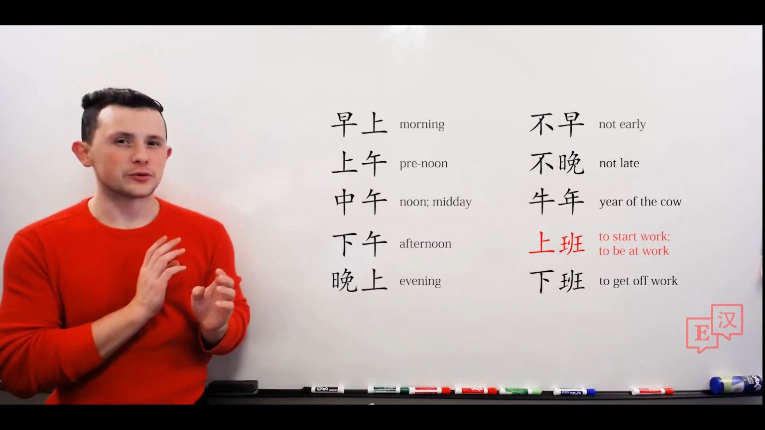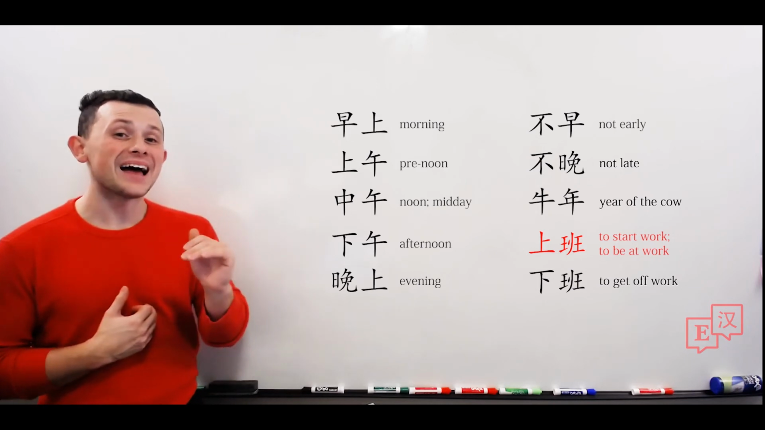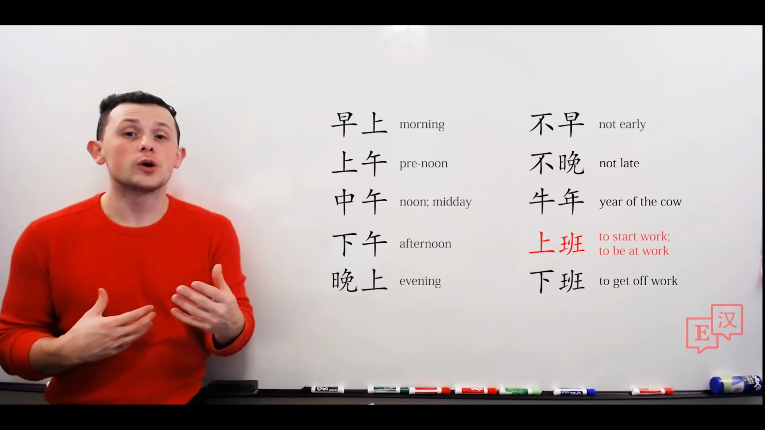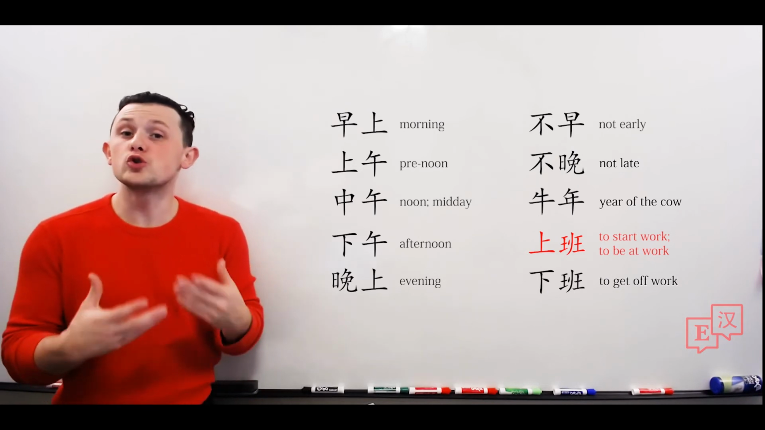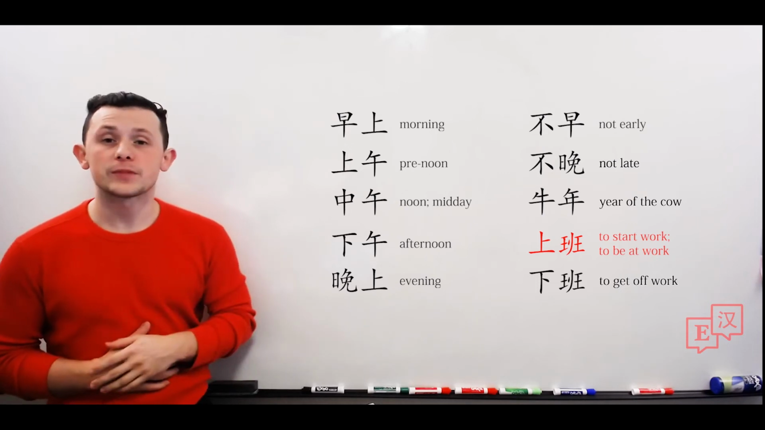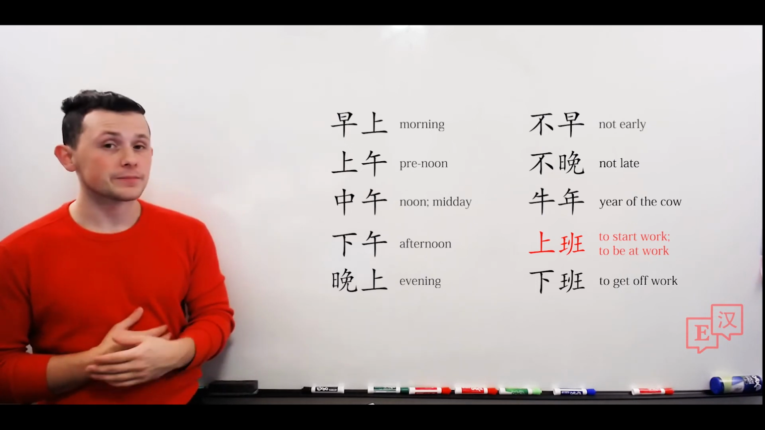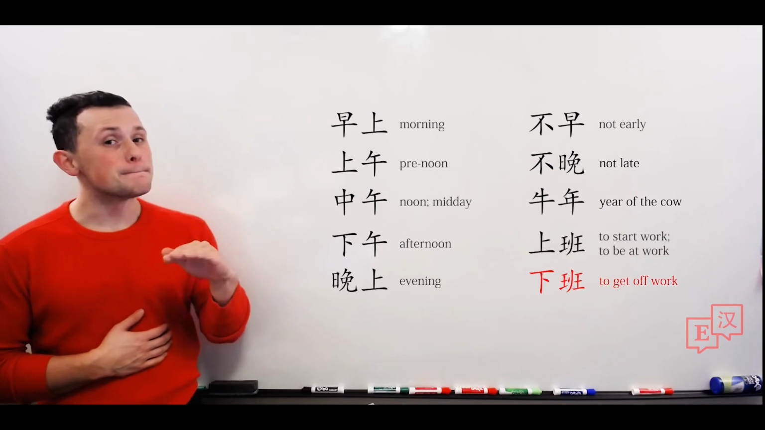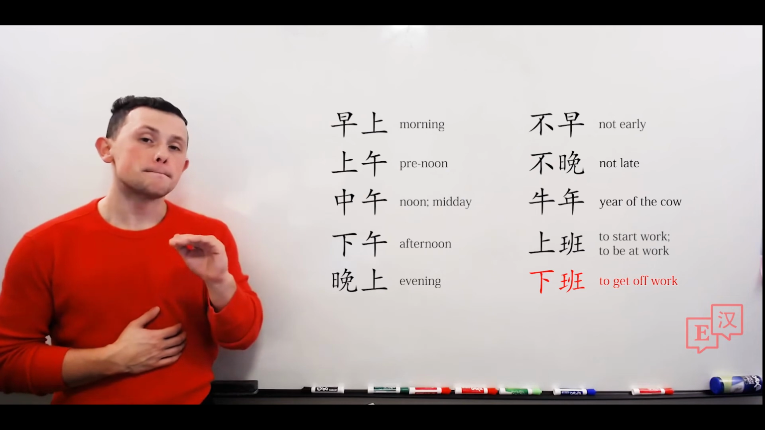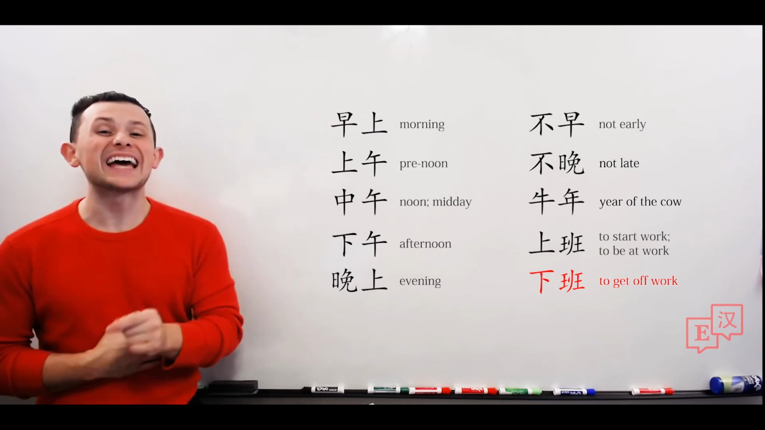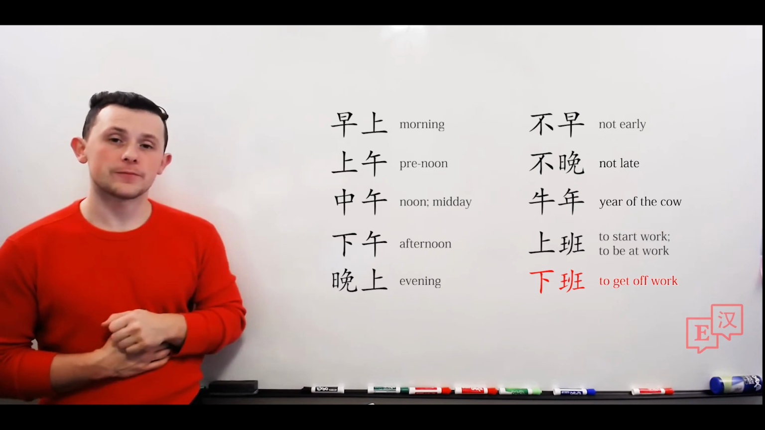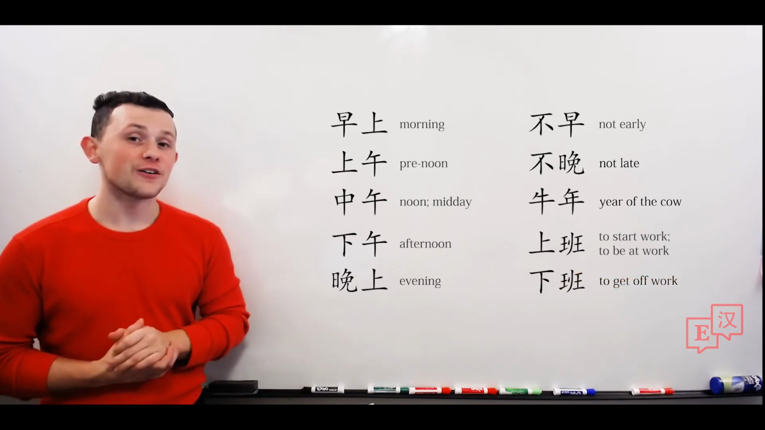Don't let this confound you. Shang means to get on top of. Ban means our working group. In this case, shang actually means to go to or to take a job, to do a job, to work. 上班, to work. And its opposite, 下班, to get off work. That is all for our words.